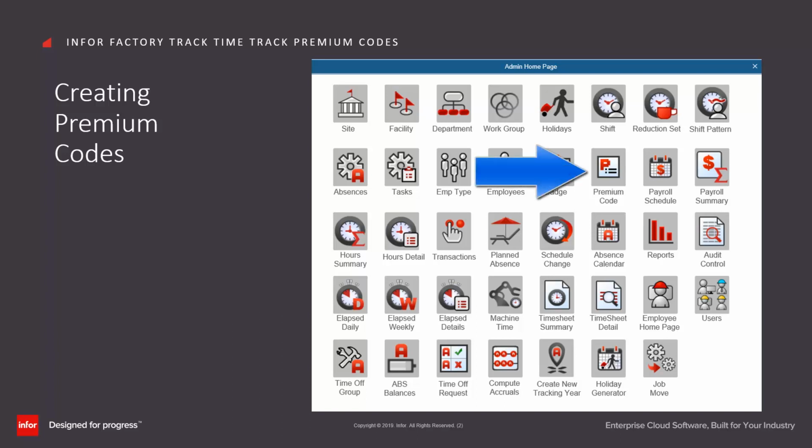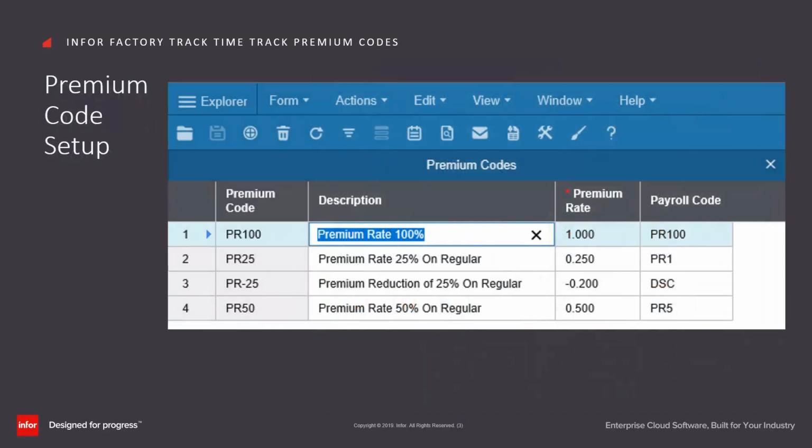To create a premium code, we need to click on the premium code icon. This then brings up the premium code form. We specify a code, a description, and the premium that this represents. The premium can be positive, or it can, in certain circumstances, be negative. In this case, we consider this to be a discount code because we are discounting the hours worked.